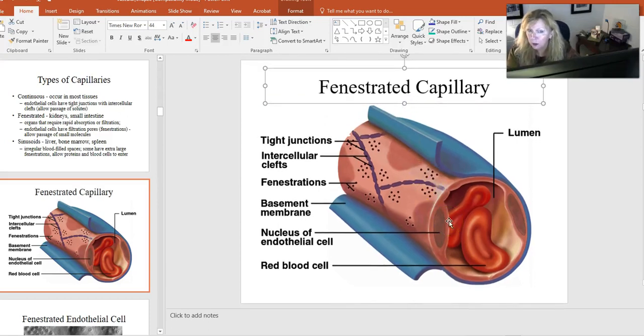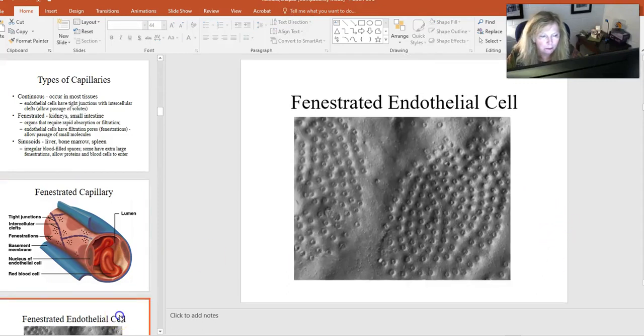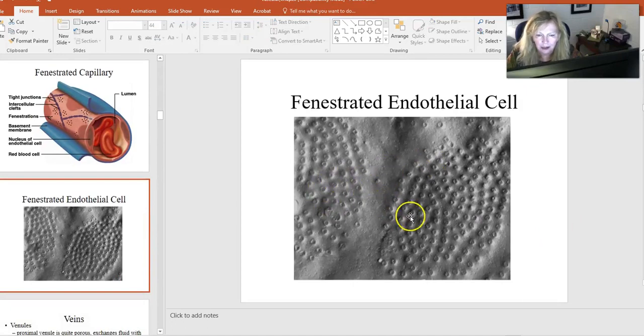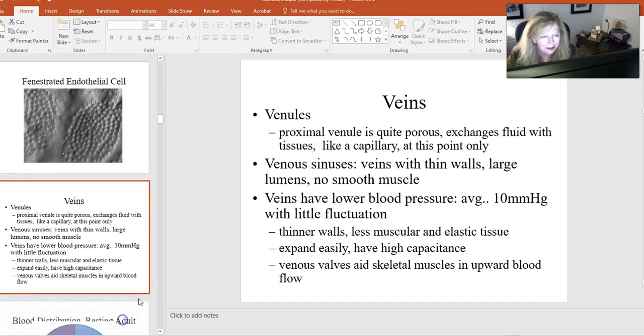So again, for rapid diffusion, both passive and active transport, and then also for fluids. You can see they're so small that red blood cells go through capillary beds single file. This is a scanning electron micrograph of an actual endothelial cell, so you can actually see, it looks like these little pores are pressed, almost looks like a pressed filter, doesn't it?